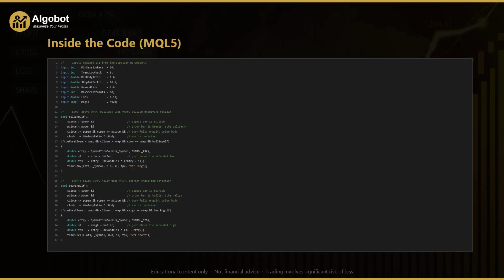The short block is the mirror image. The Boolean bear engulf confirms a bearish engulfing pattern, and the if statement requires the reference close below the VWAP, a close back below the line, and a high that tagged it from beneath. The stop is placed just above the candle's high. The take profit is projected downward by the same reward to risk multiple, and trade.sell sends the order. Two clean, symmetrical blocks, and nothing else.